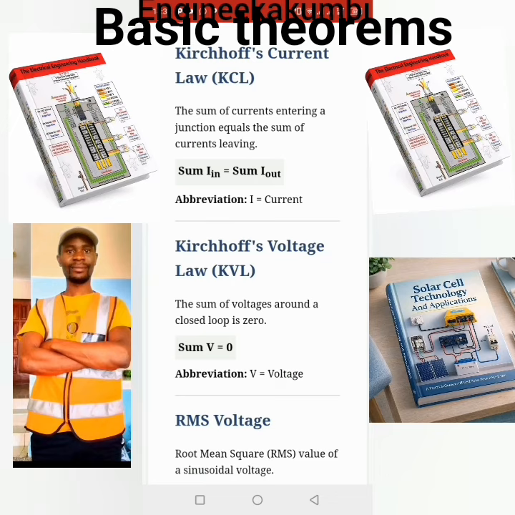We are going to begin with Kirchhoff's current law. This states that the sum of currents entering a junction equals the sum of currents leaving the junction. So the formula that we use for finding the current that is entering and the current that is leaving is the one you need to understand. It says the sum of current in is equal to the sum of current going out. The abbreviation I simply means current.